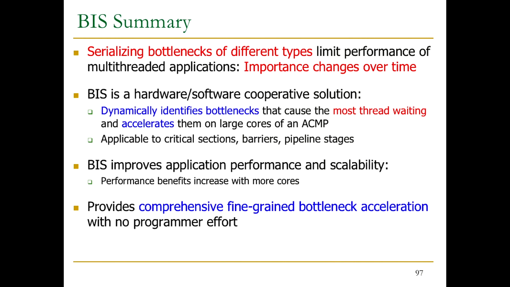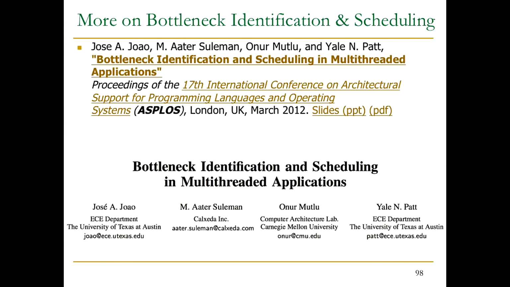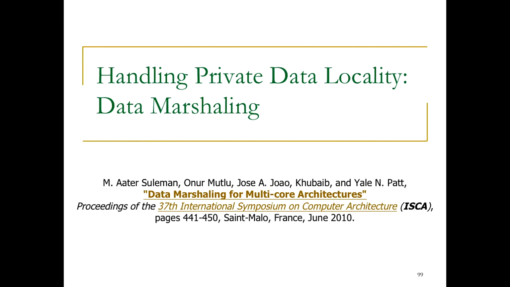So basically, the takeaway is we would like mechanisms like this. We would like to provide fine-grained bottleneck acceleration with no programmer effort, because that enables much easier parallel programming, since the programmer doesn't need to deal with these bottlenecks as much. Of course, the difficulty is now, again, like a lot of other things we've covered in this course, it's a trade-off between the programmer and the microarchitect or architect. Now a lot of burden is on the architect. The architect needs to make it work, right, for the programmer. Okay, so that's the paper. You can look at that.